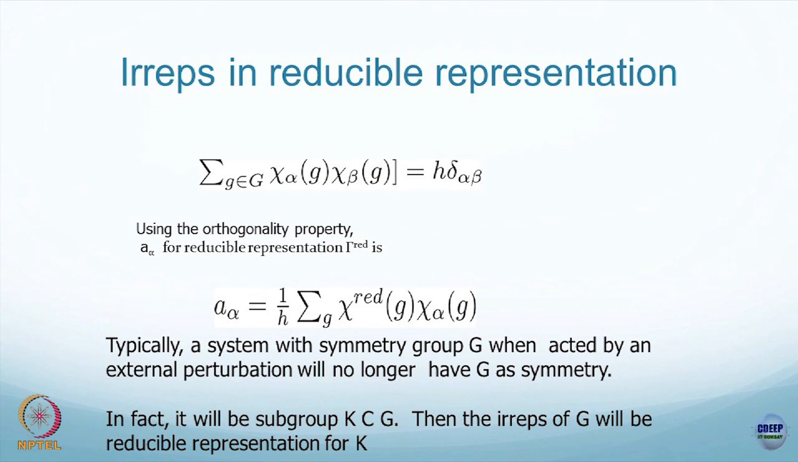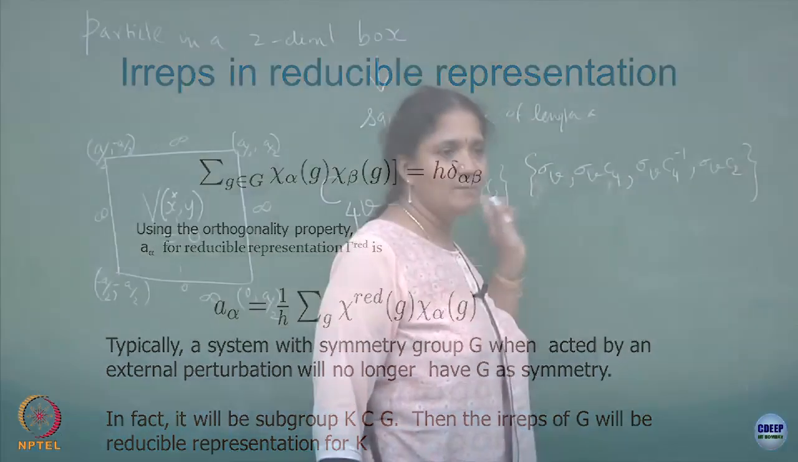with symmetry group G, when acted by some external perturbation, will no longer have the group G as symmetry. In fact, it will become a subgroup of G. In fact, C2V you can show it to be like a subgroup of C4V, right? You can take the E, C2 element and sigma V together, and they will become a subgroup.